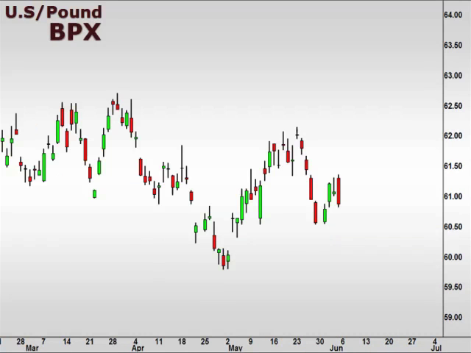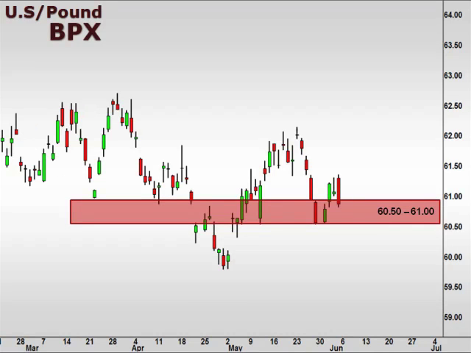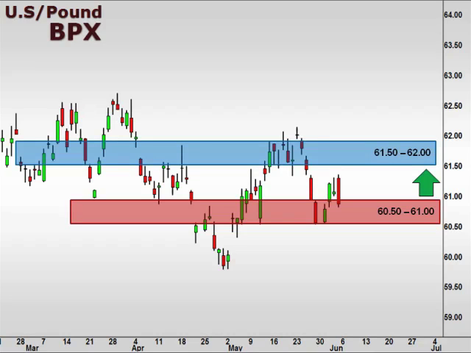Next up, the BPX, the US versus the British pound. Well, the BPX bounced off of the 60.5 support, but reversed on Friday's close, suggesting further weakness. Now, a break below 60.5 opens the window for a continuation to the downside. A bounce at 61 should retest the 61.5, 62 level as resistance.